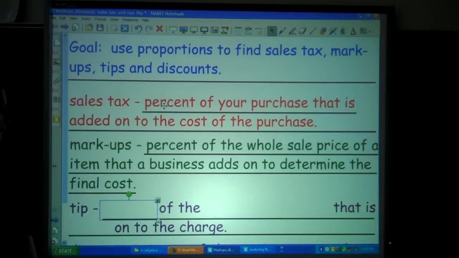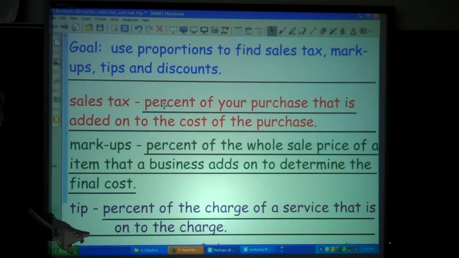And tip is the percent of the charge of a service that is added on to the charge. Like when you go to a restaurant, you add on a percent of your cost of your meal to tip your waitress. Or if you're getting your hair done, you may add a tip to your hairdresser.